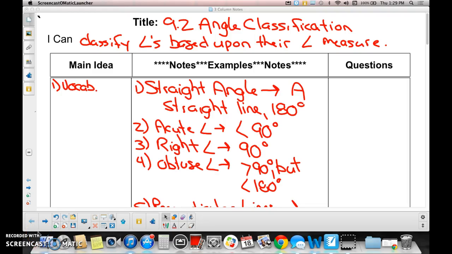Today we're doing 9.2 angles and classification. And the I can statement is I can classify angles based upon their angle measure.